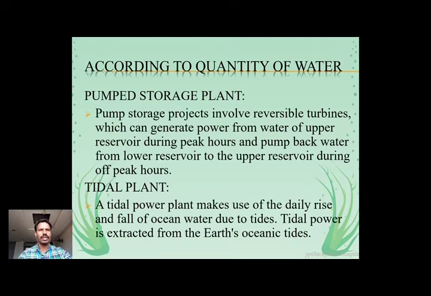Tidal plant, we already discussed the tidal plant. It uses the daily rise and fall of the ocean water due to the tides. We can use that power and convert it to electrical energy.